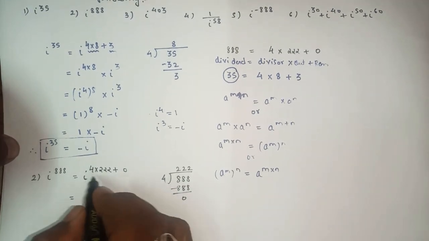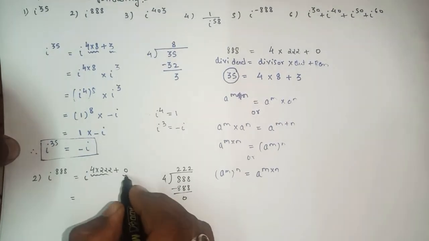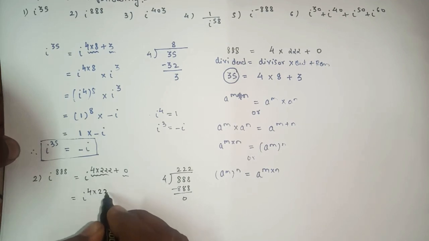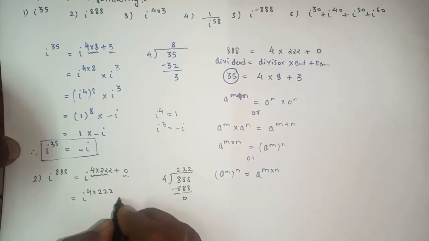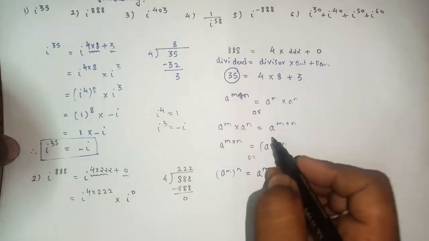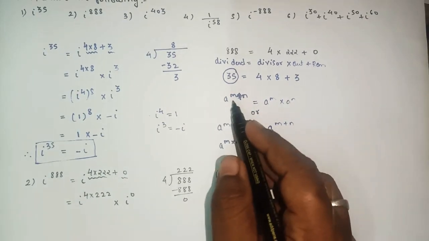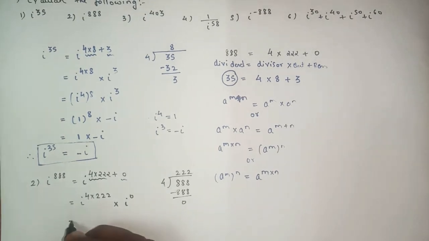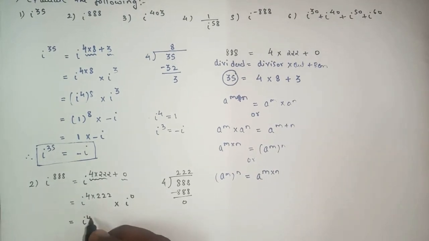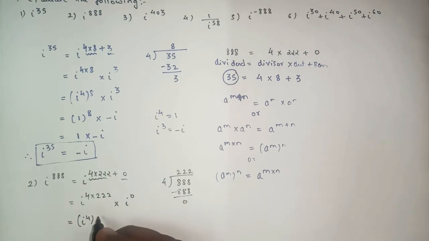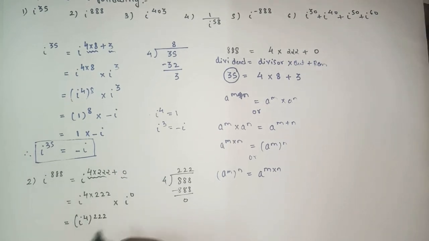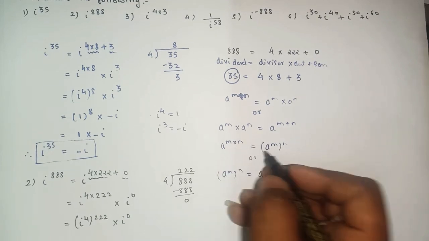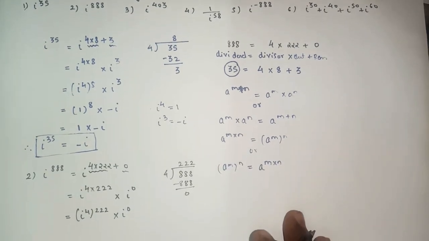Okay, further consider this as m and this as n, so this we can write as i raised to 4 into 222, yes or no, into i raised to 0. Okay, a raised to m plus n we can write as a raised to m into a raised to n. Okay, after this we can write as 4 inside and 222 outside the bracket, yes or no, using the formula a raised to m into n, which we can write as a raised to m the whole raised to n.